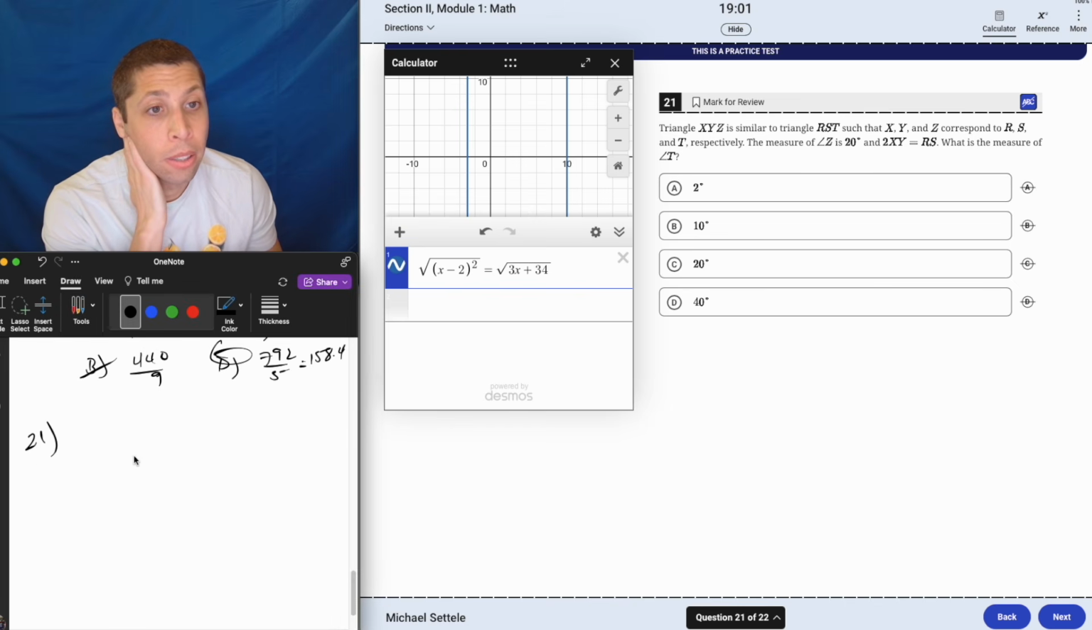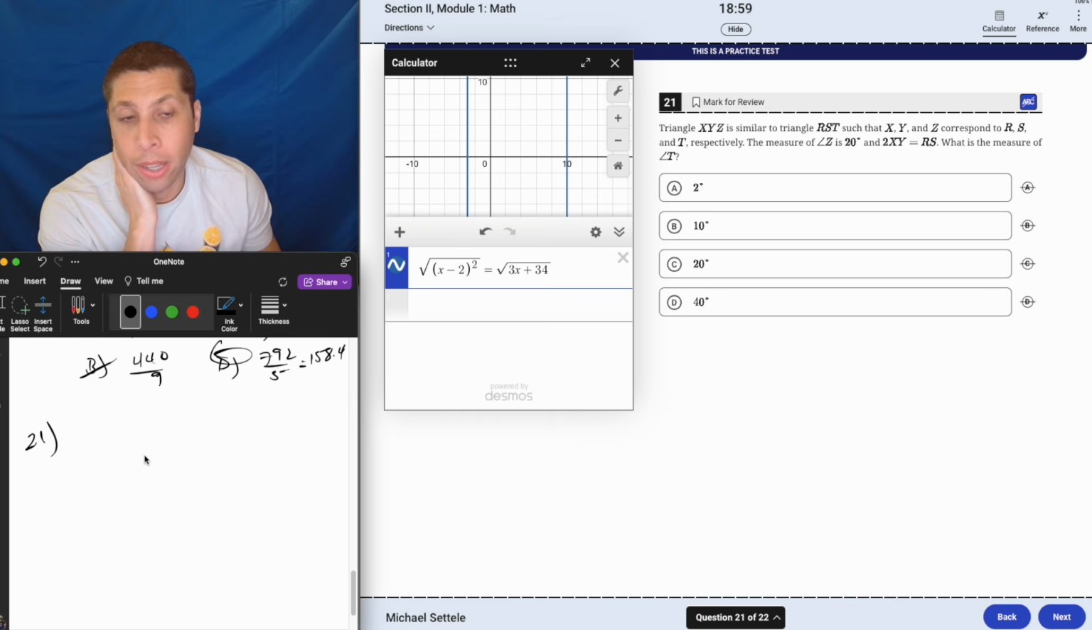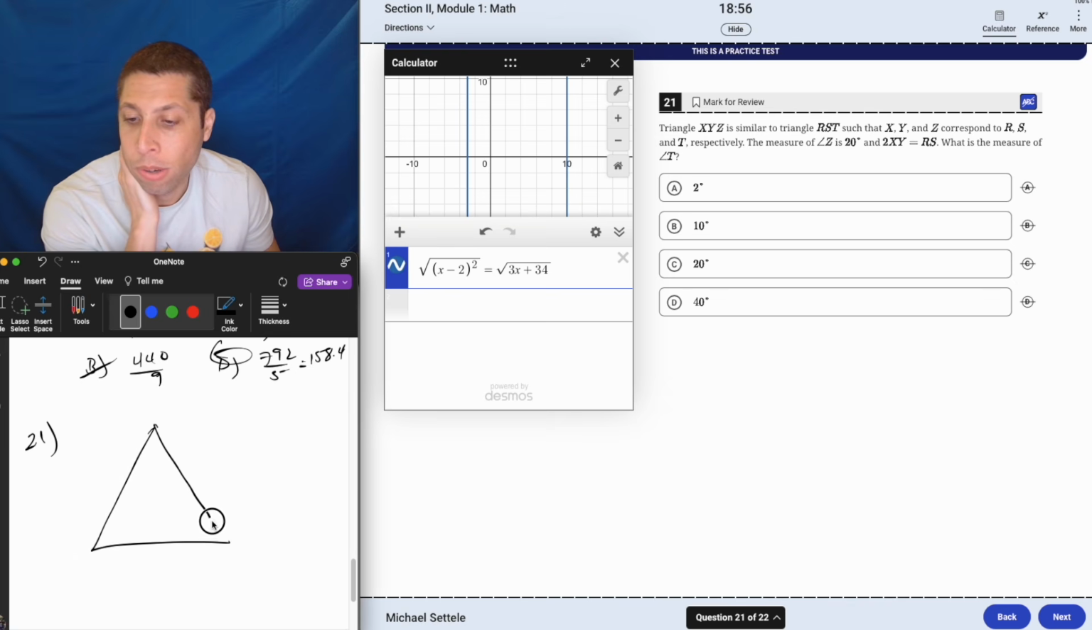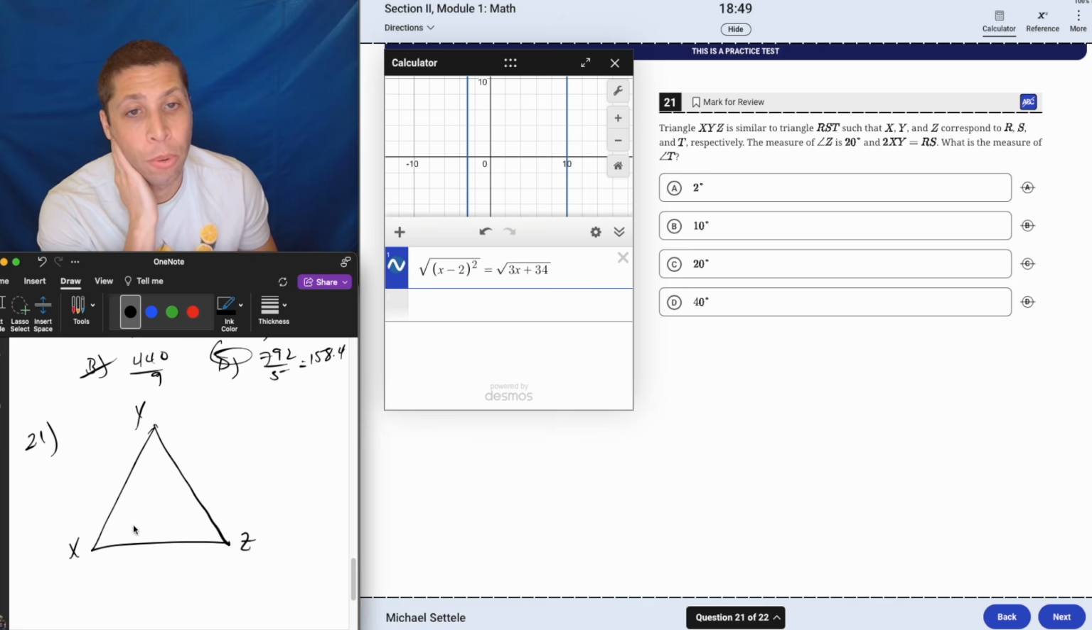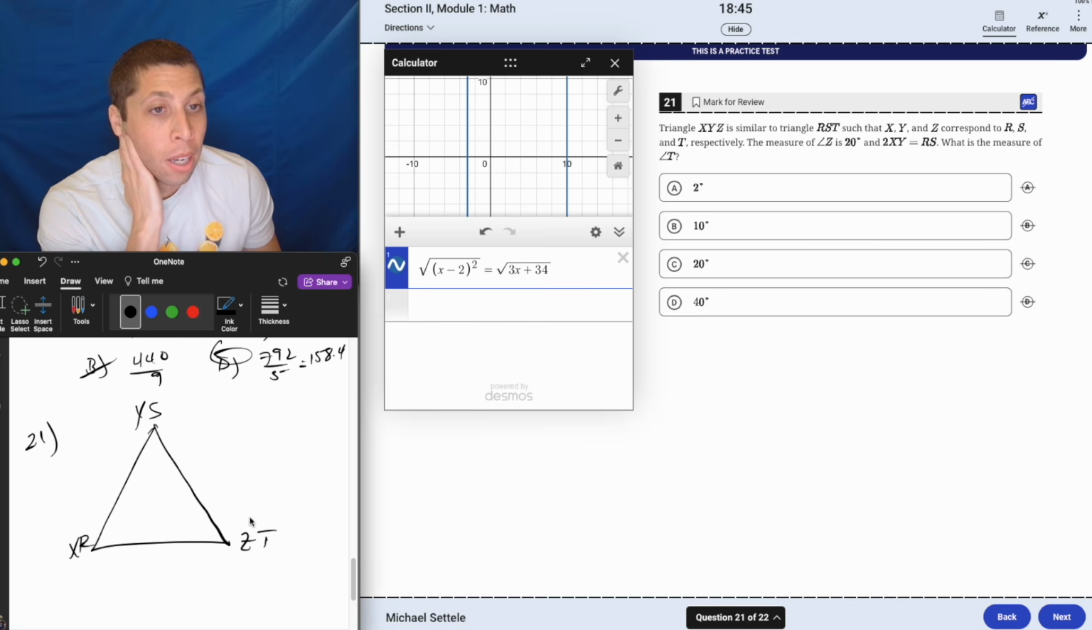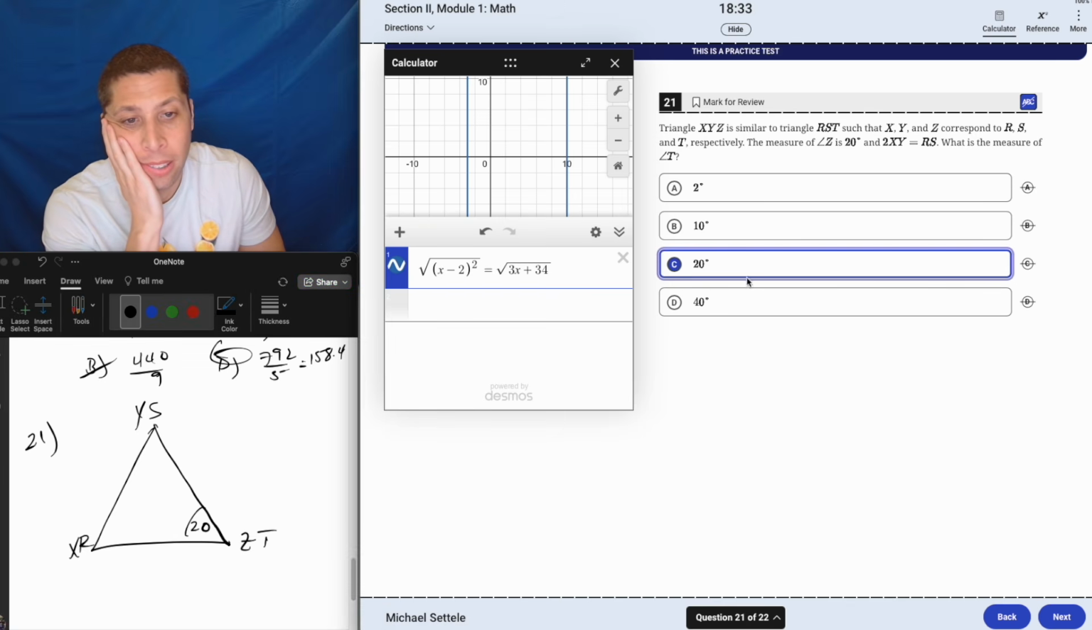21. Triangle XYZ. So there's no right angles here. Triangle XYZ is similar to triangle RST such that XYZ corresponds to RST. The measure of angle Z is 20 degrees. And 2XY equals RS. What's the measure of angle T? It's 20. This has nothing to do with anything. This is just a pure distraction. Pure trap.